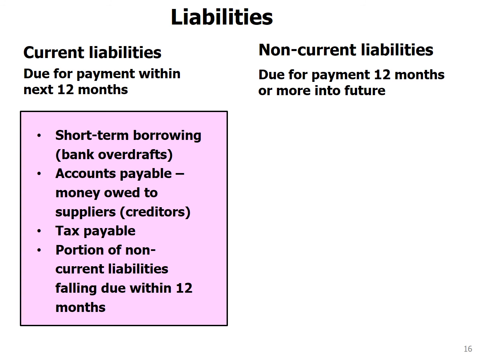Tax payable. Taxes that are due to the tax authorities and are payable within the next 12 months. And also a portion of non-current liabilities falling due within the next 12 months. So bonds and bank loans that are maturing will all appear under current liabilities.